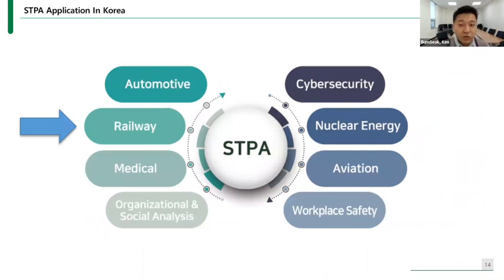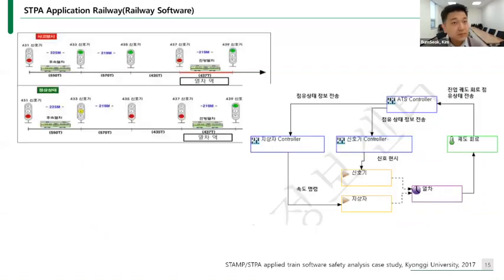Next is the railway industry. This research identified possible hazards through the control flow between the ATS controller, the signal, and the train. Problems that may occur in train control software were analyzed by STPA.